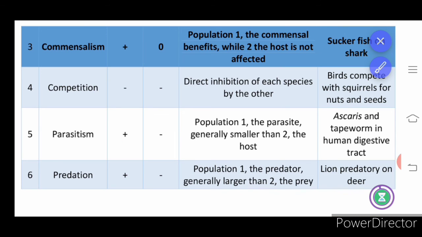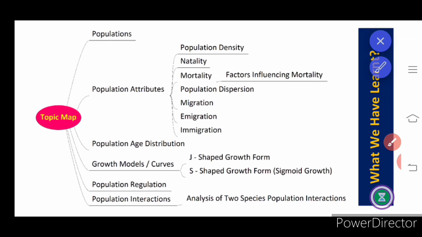Next we come to the conclusion. So far we have learned what a population is, the attributes of a population, growth curves, the J-shaped and S-shaped curves, population regulation and interaction. This is also a very simple and easy topic.